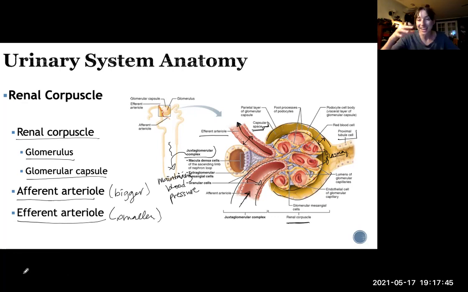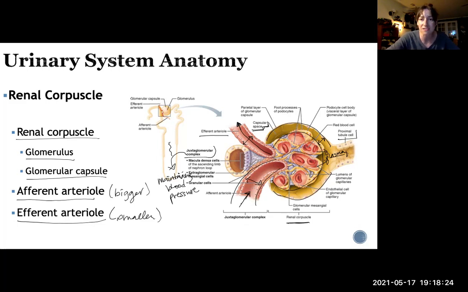It does this by dilating and constricting the efferent and afferent arterioles to change the amount of pressure inside of the glomerulus. If you need to increase the pressure inside the glomerulus, like working overtime trying to get toxins out, you will constrict the efferent and dilate the afferent. That increases the pressure inside the glomerulus, which in turn increases your blood pressure overall, because all of your blood is going to end up going through these nephrons, through these glomeruli, right?